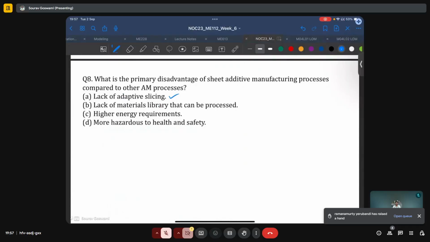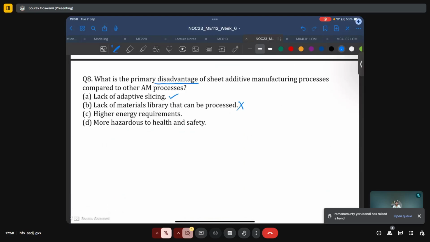Also, what we saw is that across the different types of sheet additive manufacturing processes, we can print paper, we can print ceramics, we can print plastic, we can print metals, and even a few other things. So it is not really limited in terms of the library of materials that can be processed. Just a reminder that we are looking at disadvantages.